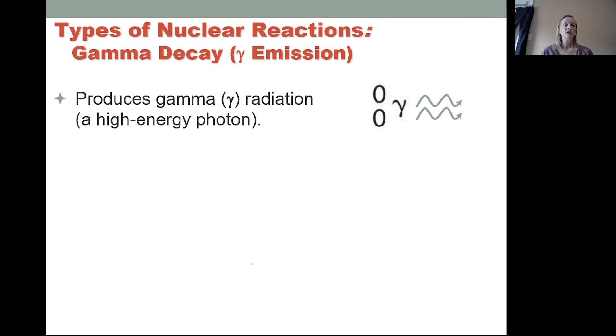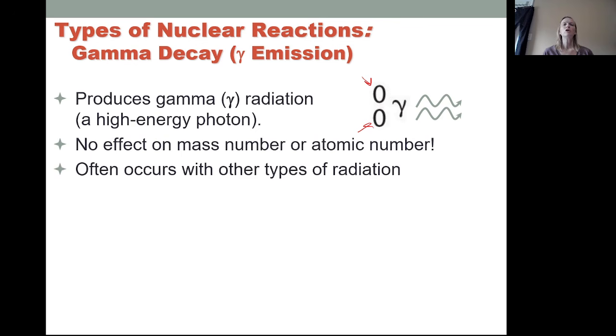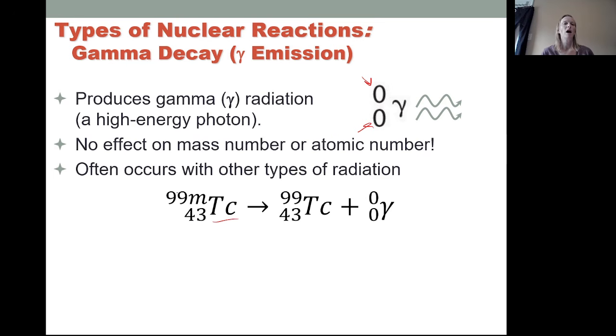Gamma radiation is a high energy photon. It has no mass, and it does not have any effect on the number of protons in the atom. And so this is often occurring with other types of radiation, where just kind of high energy is being released from the atom. So here we have technetium, and it has a mass of 99.